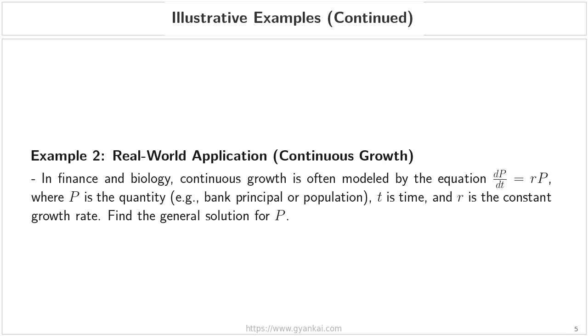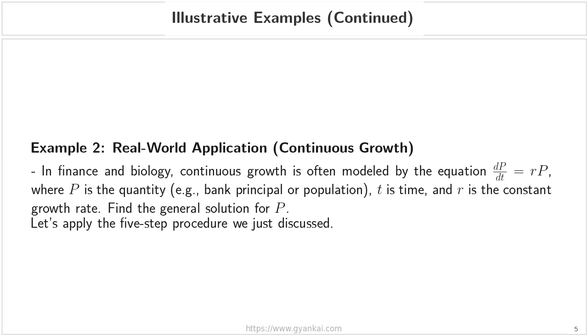It is written as dP/dt equals rP. In this context, P represents the quantity, which could be your bank principal or a population size, t represents time, and r is our constant growth rate. Our goal here is to find the general solution for P. Let's apply the 5-step procedure we just discussed.